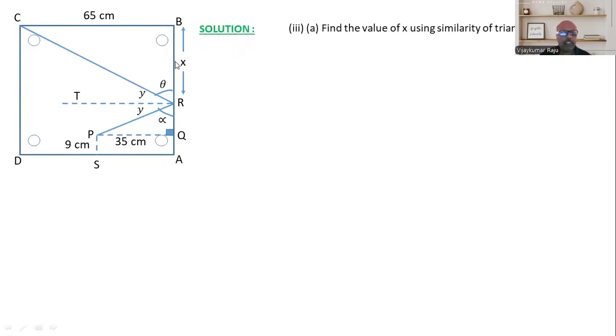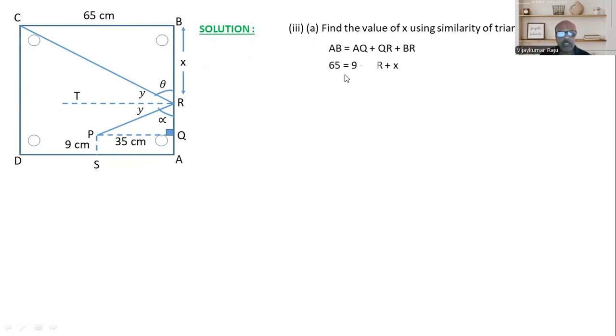Find the value of x using similarity conditions. Now you see here AB, this is the length of AB. AB is AQ plus QR plus BR. So let's put the values. It's a square carom board, therefore one side is 65, which means AB is also 65.